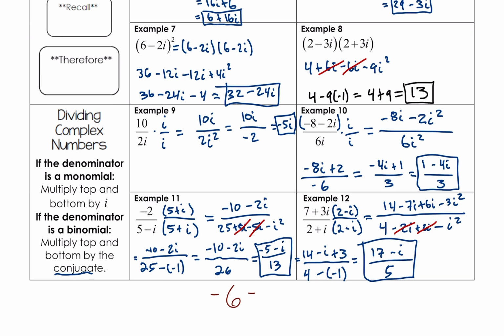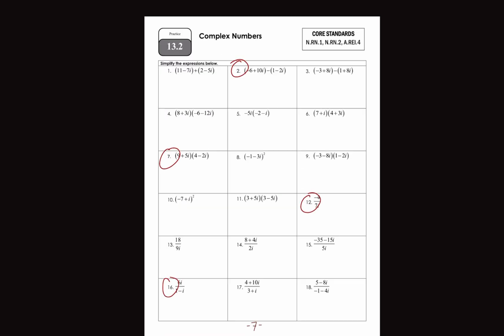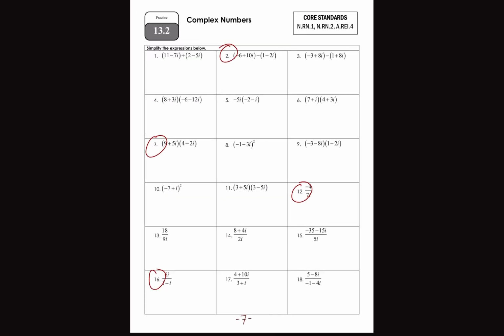Okay, so that's the end of notes today. On this next page, we will do 2, 7, 12, and 16. Once you get those ones complete, that practice, there is a Delta Math online. And that's it for today. Thanks.